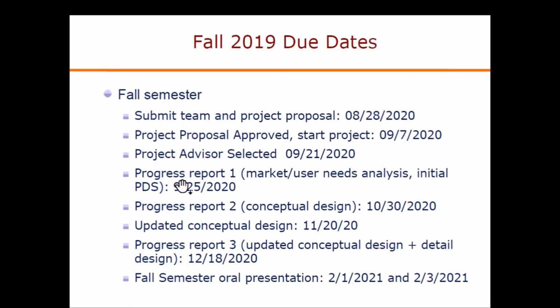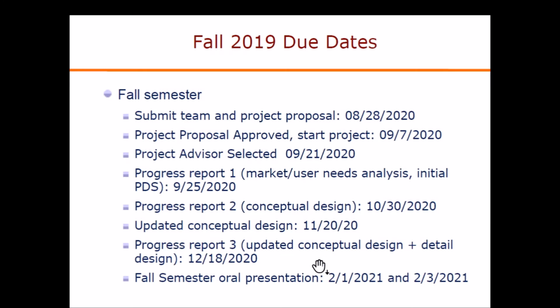At the actual end of the month, Progress Report 1 is due on the 25th. This is going to be covering some topics that we'll go through during the class. We're going to have a template for the first paper for you. On Progress Report 2, we have a conceptual design due on October 30th. This is going to be when we're first presenting our design ideas that we come up with as a group.